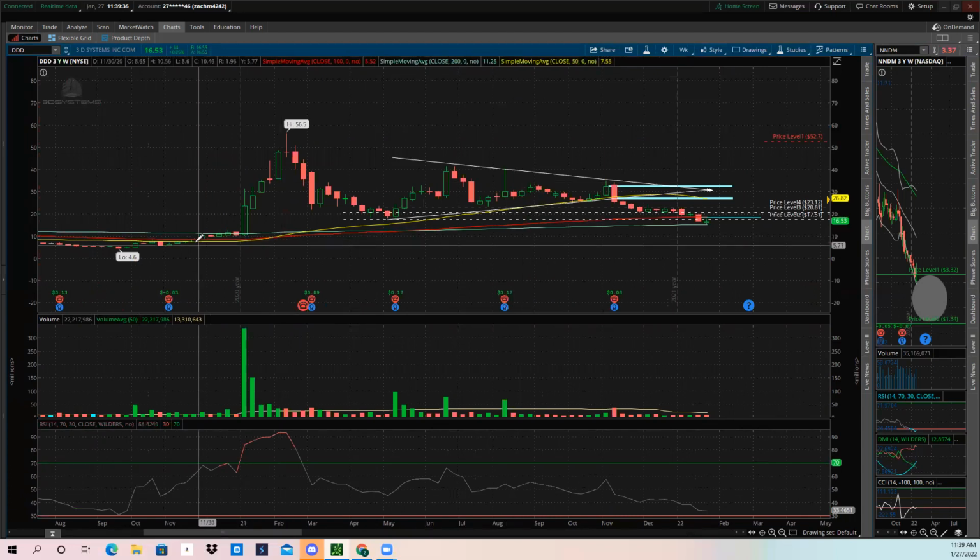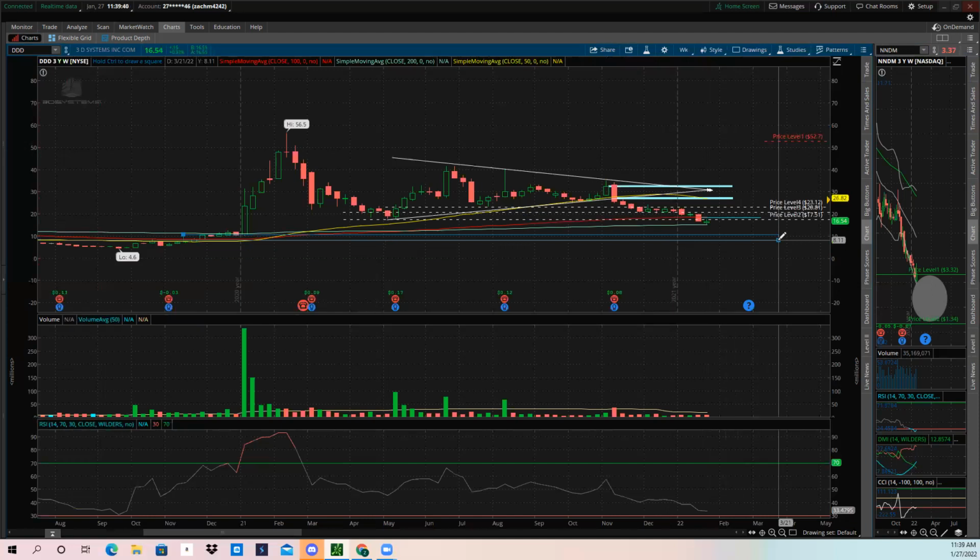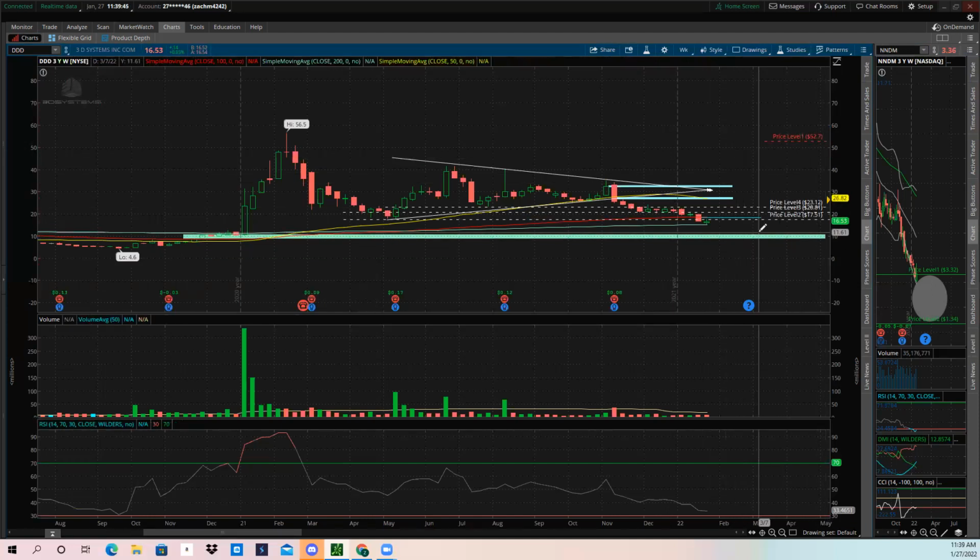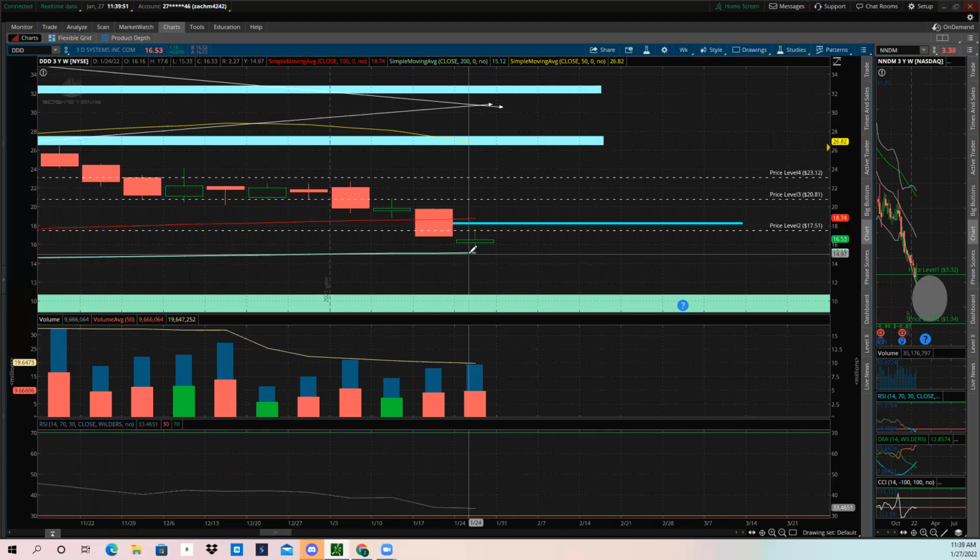I personally think we're going to fall down into this range around here before finding some support. Now, we may find support a little bit higher, but I wouldn't be surprised to see us head down to 10. We're bouncing right off of the 200 SMA on the weekly chart. And if we don't find support there, then it's probably going to go down to like 11, 10, something like that. All right.